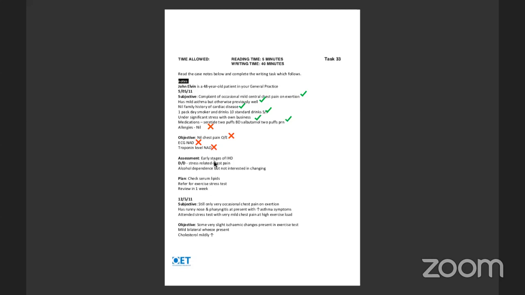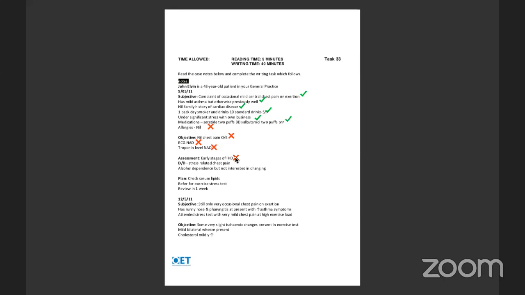Assessment: we find early stages of IHD, stress-related chest pain, alcohol dependence, but not interested in changing. Now, understand this. If you read the entire letter, you will understand that later the patient had shown some mild ischemic changes, and there is a confirmed diagnosis of IHD. So this early stage of IHD is not that required. Even if you don't mention this over here in the second paragraph, it is completely fine.